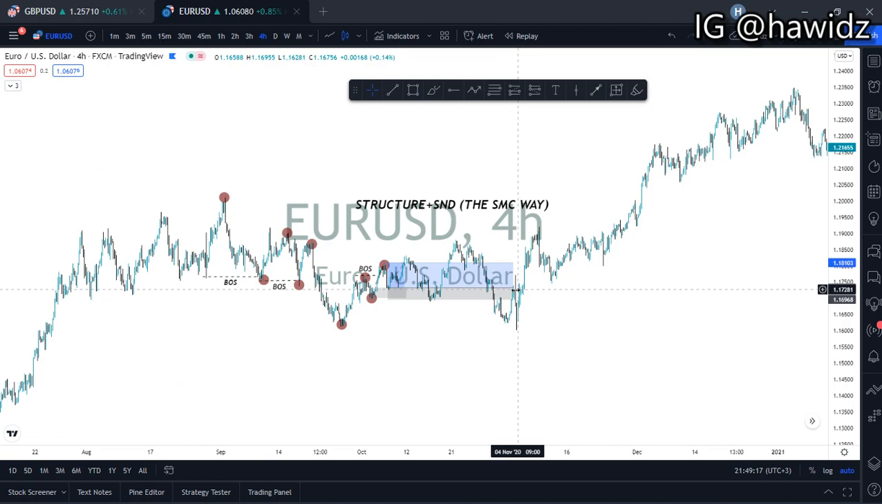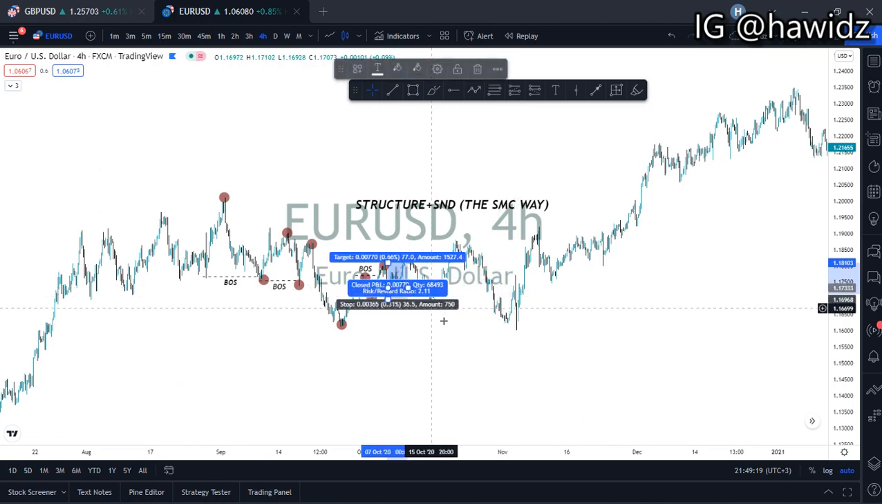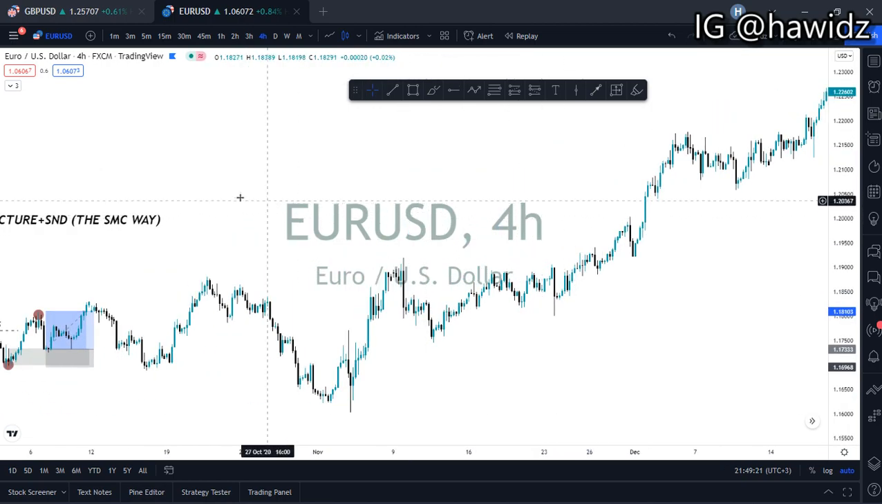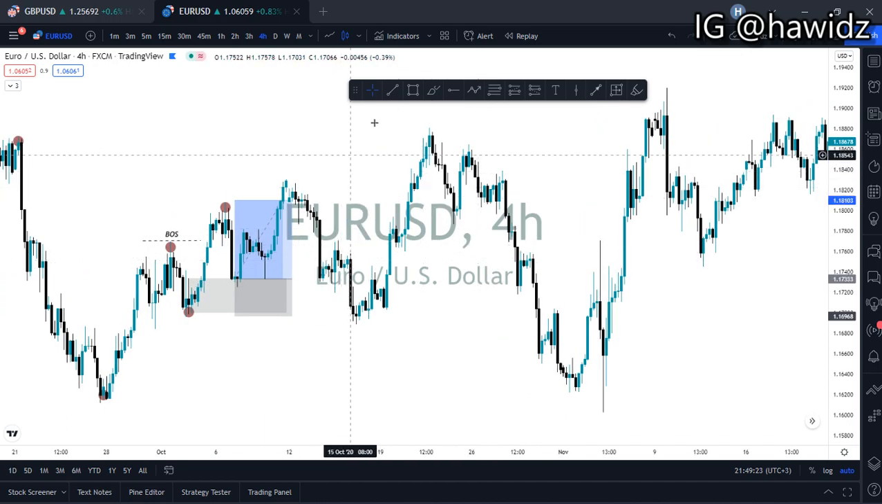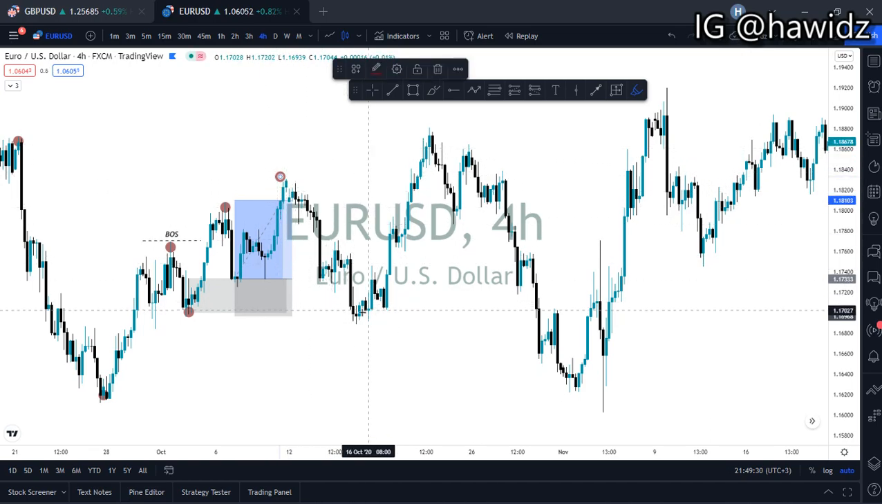Okay, so that was your first trade there. Let's keep following price. Price now creates this high, and now it comes to create this low. But mind this, where is this low created?